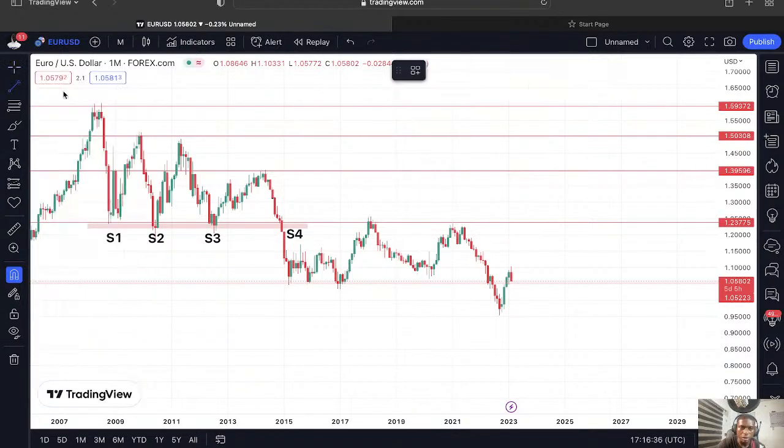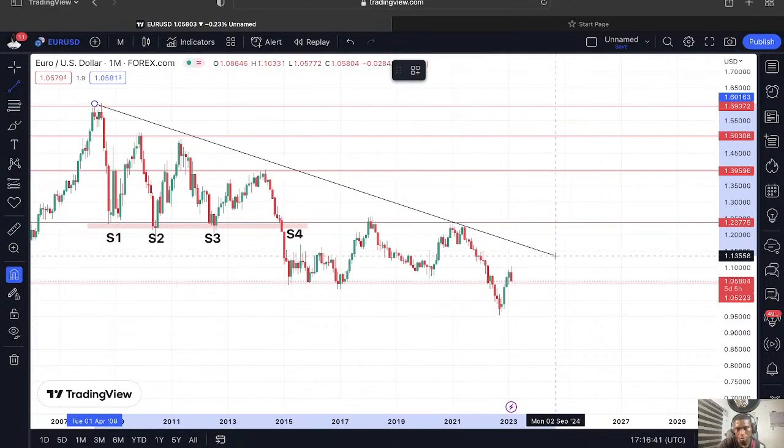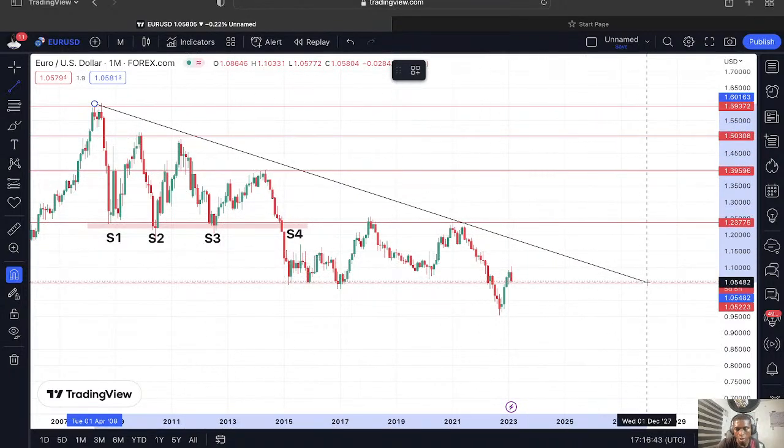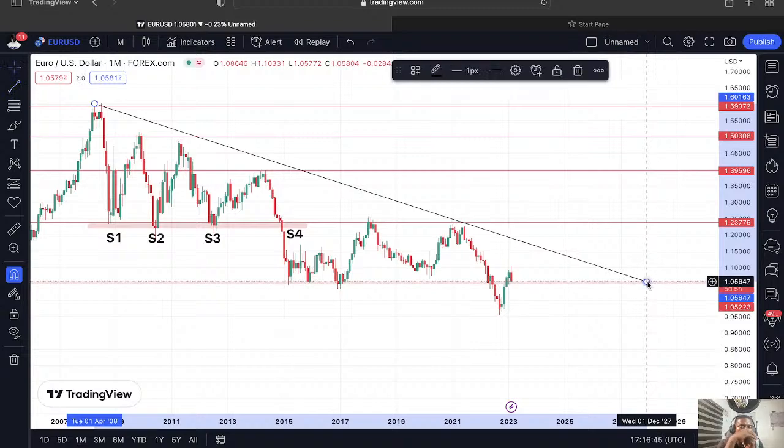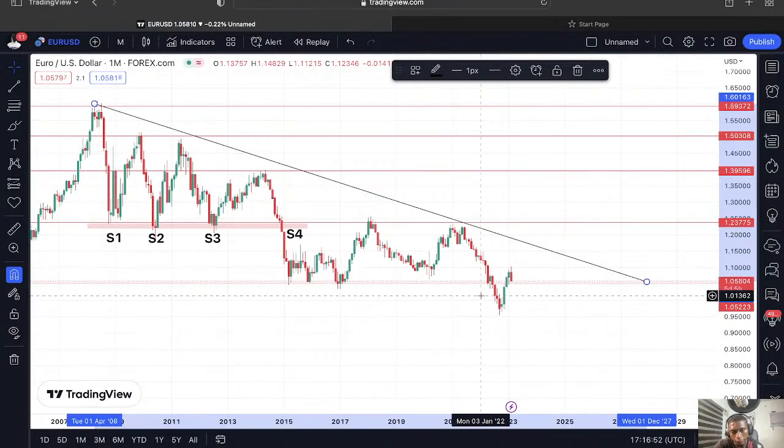And looking at it, the market is in a downward trend. The market is in a downward trend.